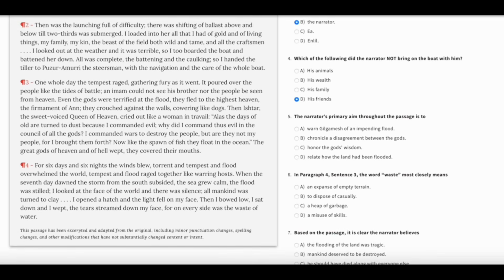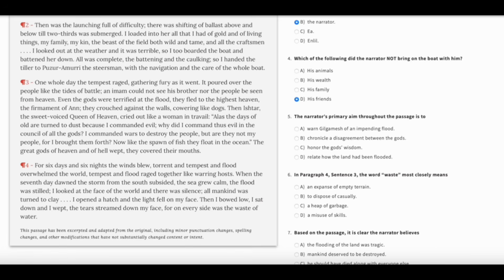All right. Number 5. The narrator's primary aim throughout the passage is to... Okay. And go and read answer choice A. All right. A, warn Gilgamesh of an impending flood. Okay. I'm going to stop real quick. Because I was thinking about this, maybe I should ask, do you know what the primary aim of the author is first, right? And if you can answer that on your own, we could kind of match that with the answer choices. I kind of skipped that part because I'm not sure I could answer what his primary aim was.